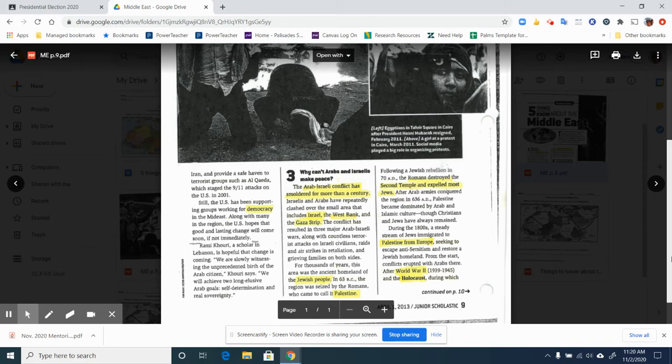For thousands of years, this area was the ancient homeland of the Jewish people. In 63 BC, the region was seized by the Romans, who came to call it Palestine.